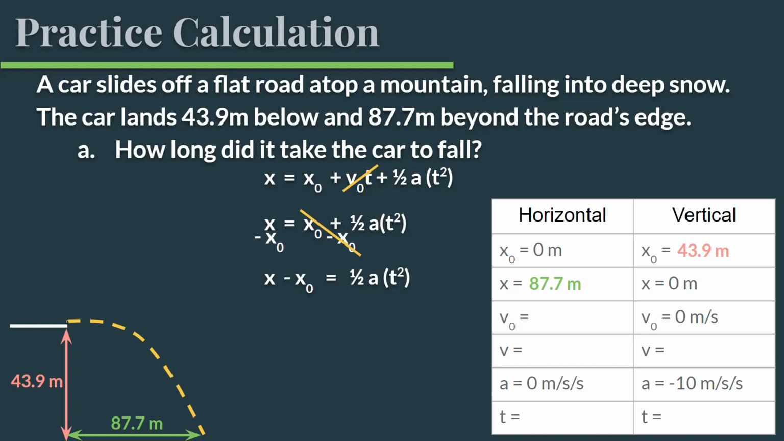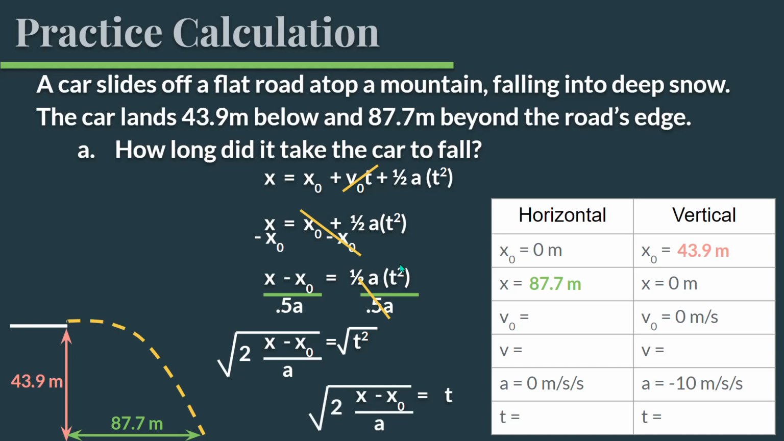Now I have to get the 1/2 and the a out of there. So let's divide both sides by 0.5a. I just put 0.5 because it's easier to type. Or if you want, you can multiply by 2 and divide by a, same thing. Okay, and so I have this. But again, I want t, not t squared, so I take the square root of both sides. So the square root of 2 times x minus x naught over a equals the square root of t squared. Of course, that gives me t. So now I have an equation that I can plug into in order to solve for my time.